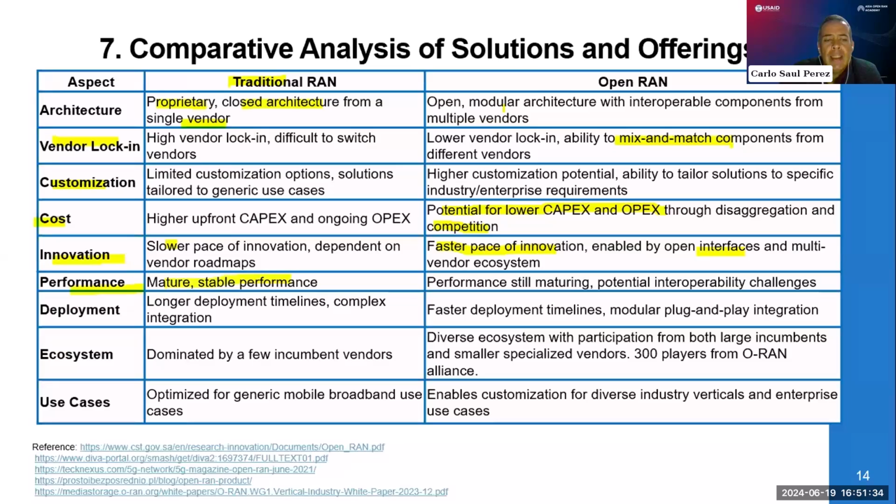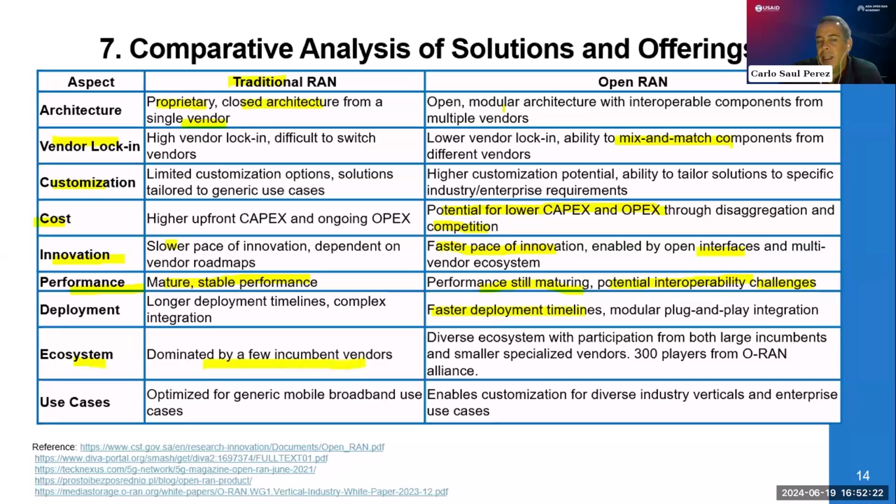Performance: the traditional RAN has mature and stable performance because they have been working on it for several years. With Open RAN, we have been working on this solution since 2018, so it's still maturing, but there is potential for interoperability and new features integrated in the system. Deployments: traditional RAN has longer deployment timelines and complex integration. Right now, using virtualization and cloudification, it's possible to have faster deployment because everything is based on software, not hardware.